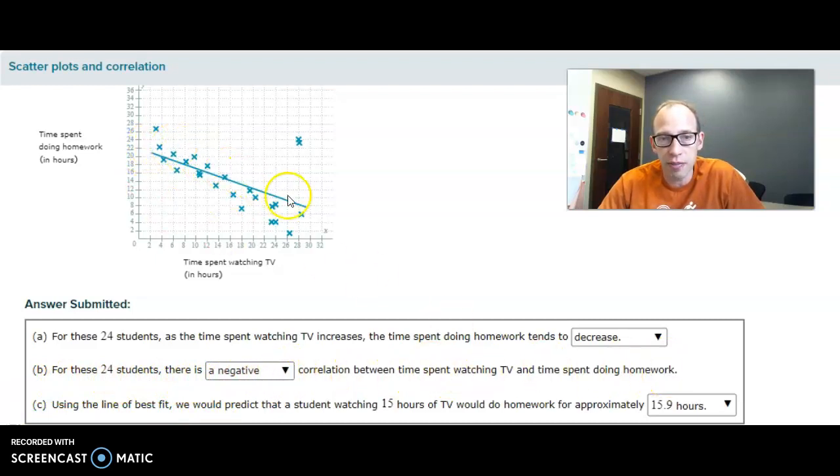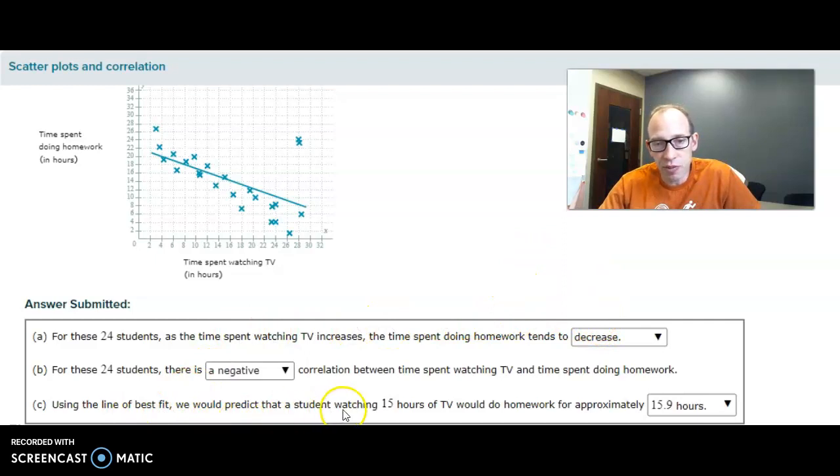Again, the sign of the slope and the sign of the correlation always match. Negative slope, negative correlation. Positive correlation, positive slope. The number itself, the correlation coefficient and the slope number, generally won't match, but the sign will always match. So we have a downhill slope, a negative slope here. That also means a negative correlation. And again, that's why as one increases, the other one decreases.